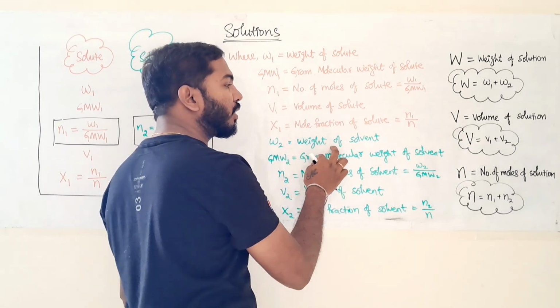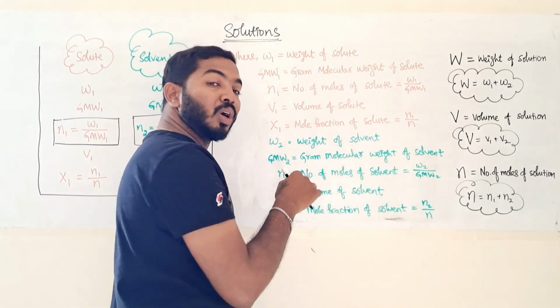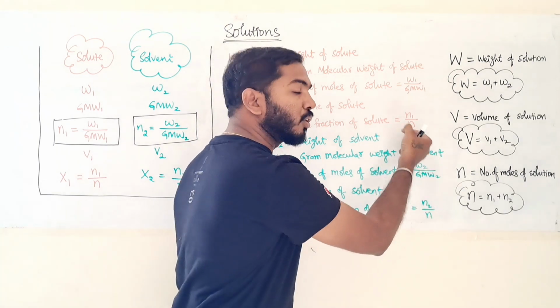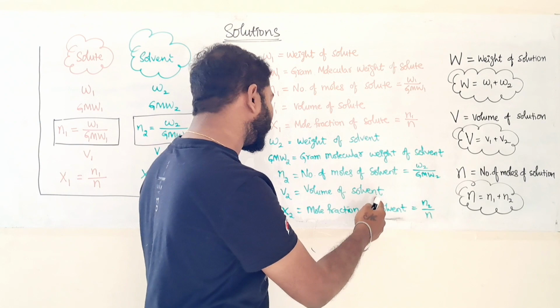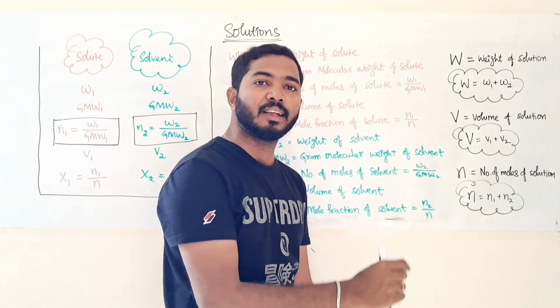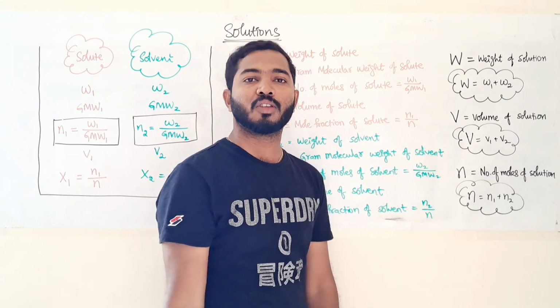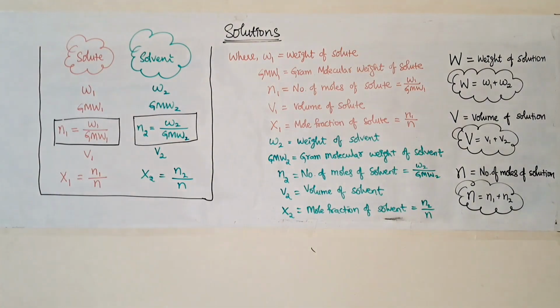Similarly, W2 is the weight of solvent, GMW2 gram molecular weight of solvent. N2 is the number of moles of solvent, which is the weight of solvent by gram molecular weight of solvent. V2 is the volume of solvent, and X2 is the mole fraction of solvent. Again, we can define this as the ratio of number of moles of solvent to the total number of moles of the solution. Please try to take a screenshot.